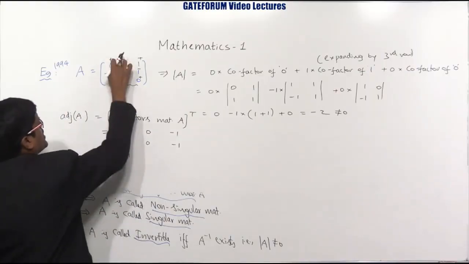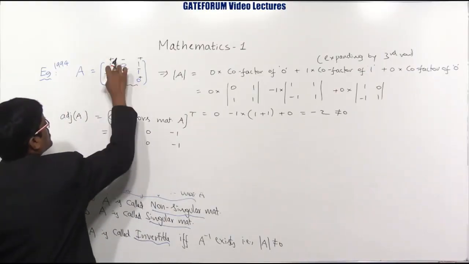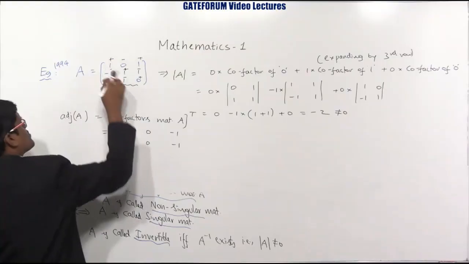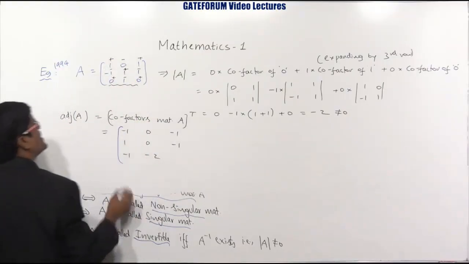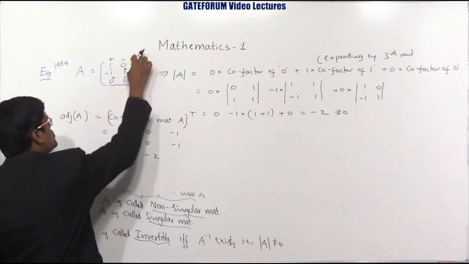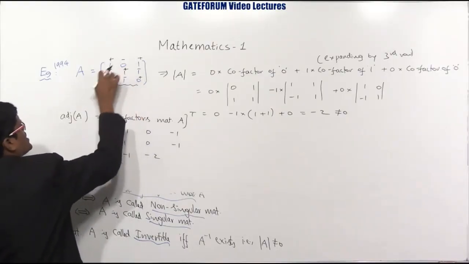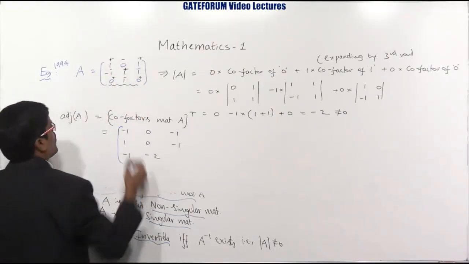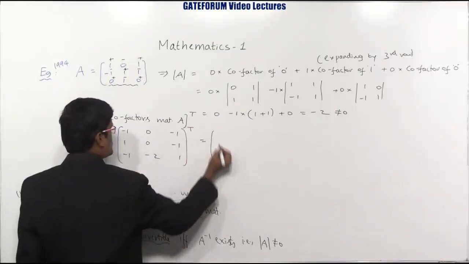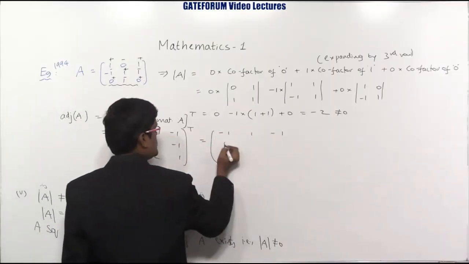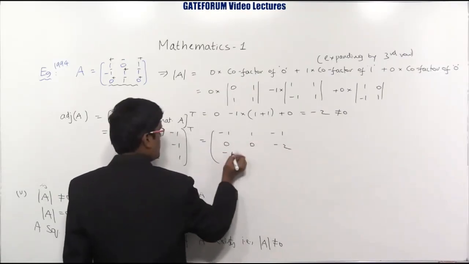The eighth element is 1. Deleting second column, third row: 1 into 1, minus of 1 into minus 1, simplifies to 2. Plus 2 into black color minus, minus 2. The ninth element is 1. Deleting third row, third column: 1 into 1, minus 0 into minus 1, simplifies to 1. 1 into black color plus, 1. So finally the transpose is nothing but minus 1, 1, minus 1, 0, 0, minus 2, minus 1, minus 1, 1.